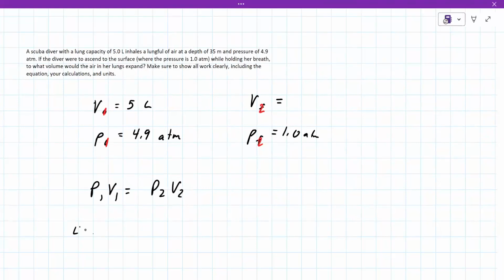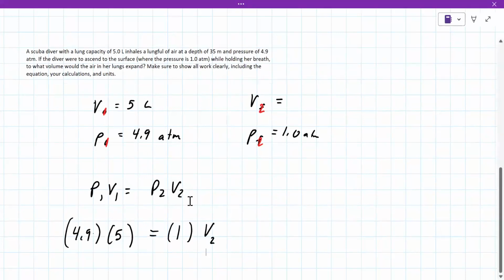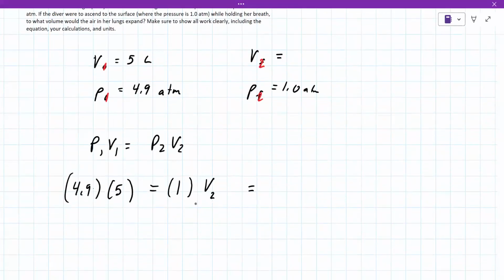So your pressure one, 4.9, your volume one is 5, equals pressure 2, which is 1 atmospheres, times V2, that's what we're trying to find. So 5 times 4.9, which is 24.5 liters. And that's a big expansion. That would be very dangerous to do.